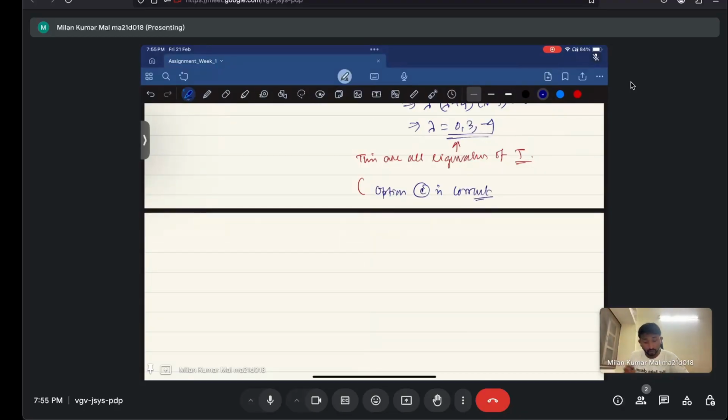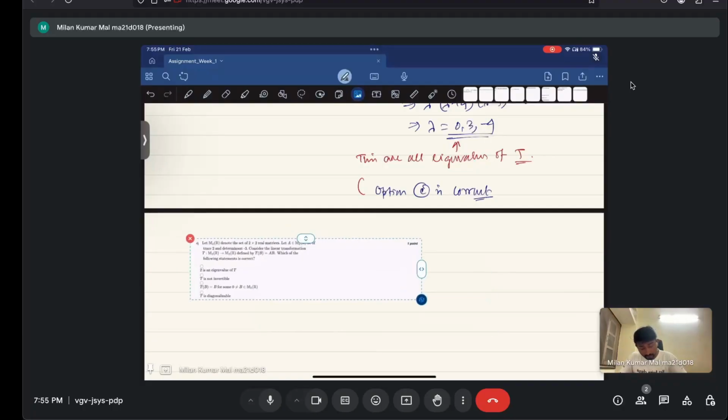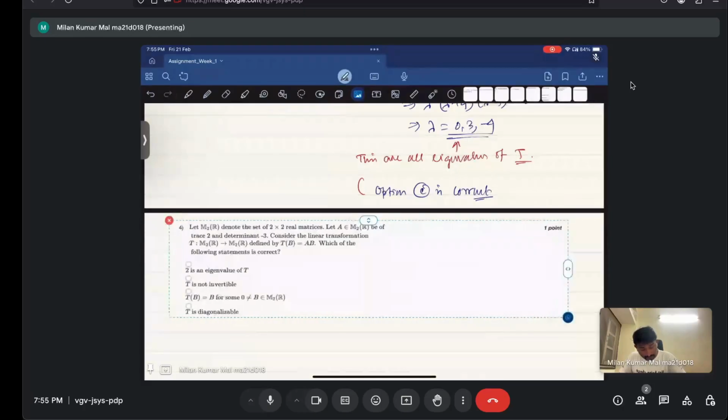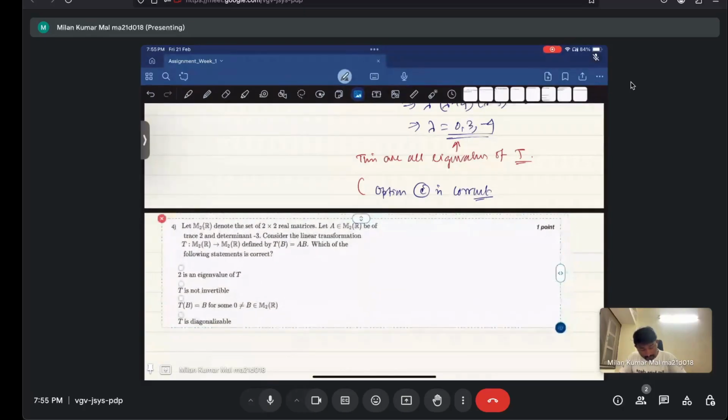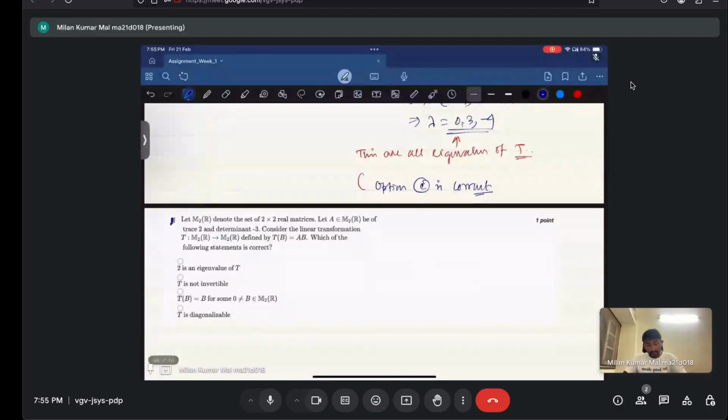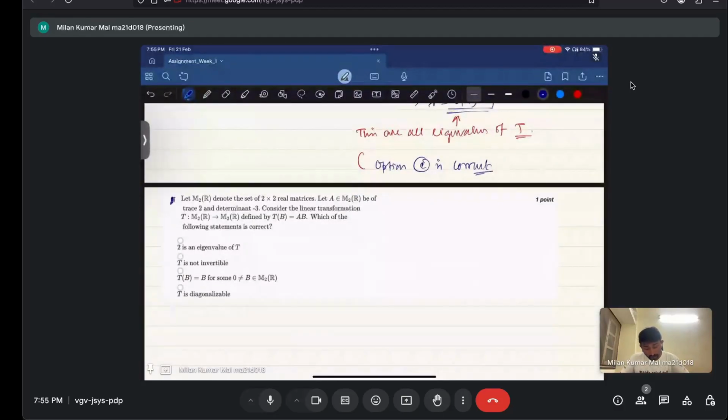Now we are going to discuss another problem, that is problem number 4. What it says is: let M2R denote the 2 by 2 real matrices and let A belong to it, of trace 2 and determinant minus 3. Consider the linear transformation T from M2R defined in this way.